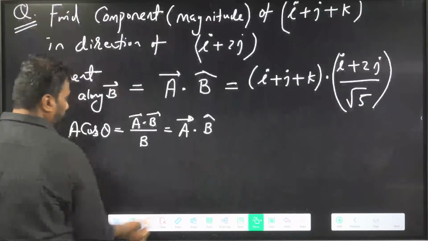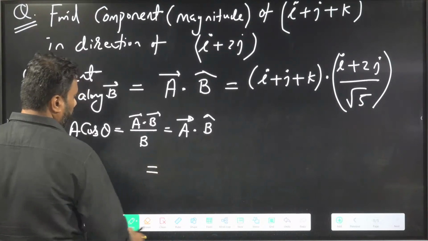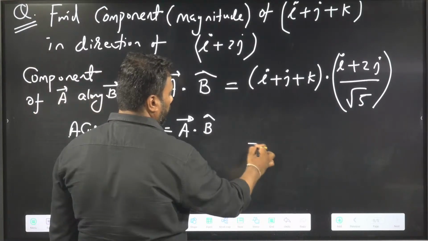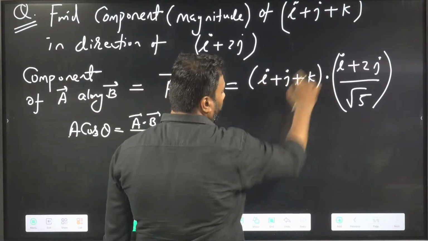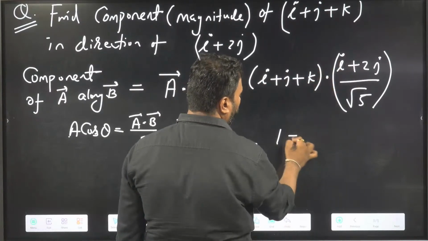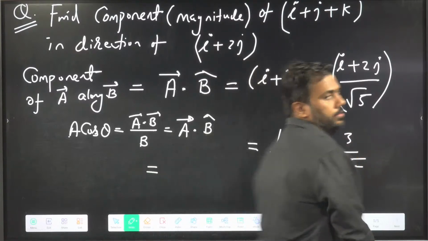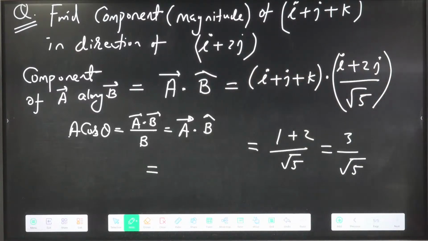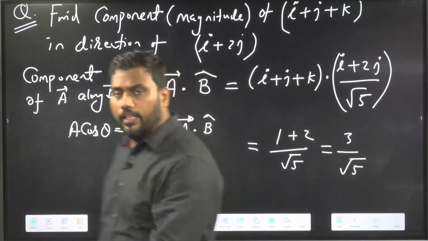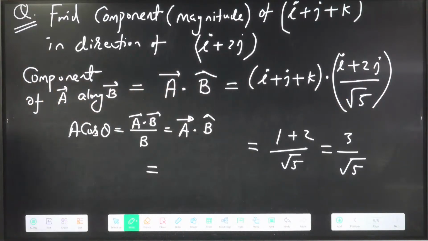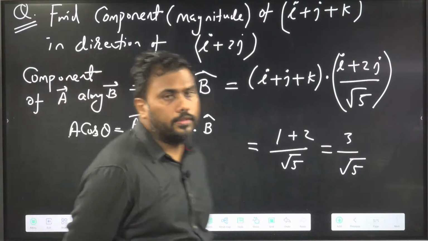So now the answer will become: take the dot product, 1 into 1 is 1, 2 into 1 is 2, divided by root 5. So 3 by root 5. This is our answer, 3 by root 5. Please see, is this clear? Is this clear or not?